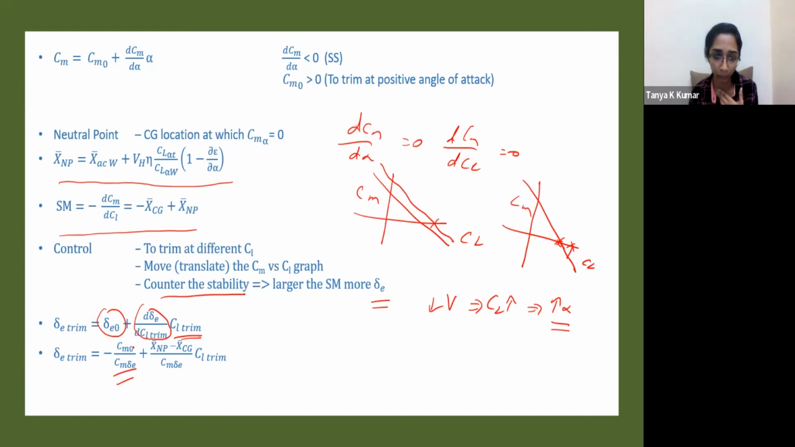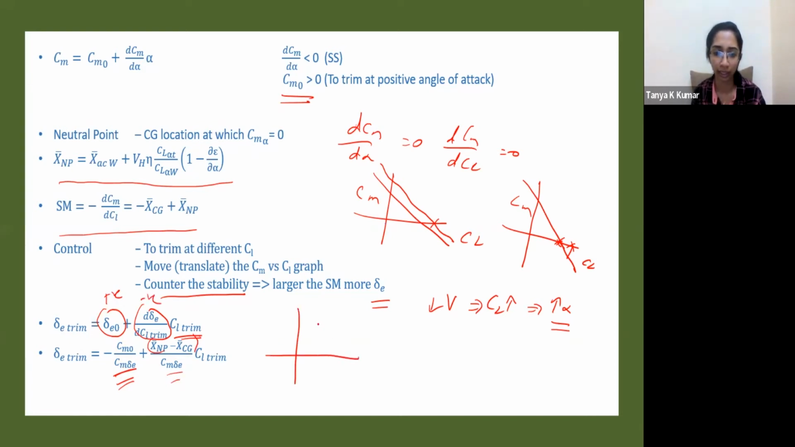Okay, CM naught is positive, because we just discussed that to trim the aircraft at a positive angle of attack. CM delta E we know is negative. We had discussed this again at the beginning of the class. CM delta E is negative and you have a negative sign here, so this entire delta E naught is positive. Here, this term is positive for a stable aircraft. That is the static margin. Static margin is positive for a stable aircraft and CM delta E is negative, so your slope is negative.